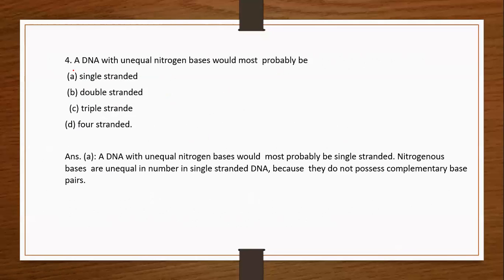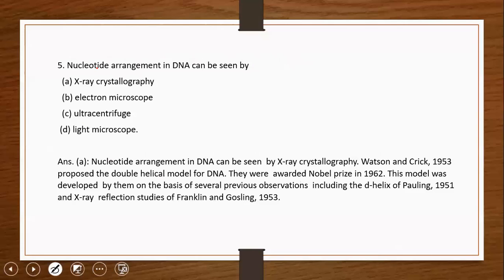Next question is, a DNA with unequal nitrogenous bases would most probably be single-stranded, double-stranded, triple-stranded, or four-stranded. Now, a DNA with unequal nitrogenous bases would most probably be single-stranded. Nitrogenous bases are unequal in number in a single-stranded DNA because they do not possess the complementary base pair. So option A is the correct answer, that is single-stranded.